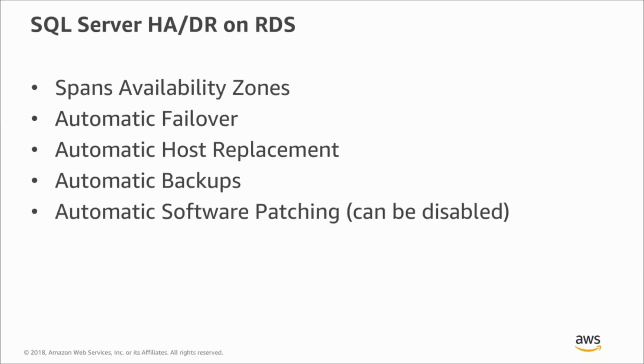And so HA in RDS is, again, pretty much just a checkbox. When you go to set up the instance, you can click a checkbox saying you want a multi-AZ deployment, and we will build that SQL Server across multiple availability zones. We'll provide automatic failover, automatic host replacement, automatic backups, and we'll do automatic software patching. You can disable this, and you can also set a maintenance window so you can define when your RDS instance is patched.